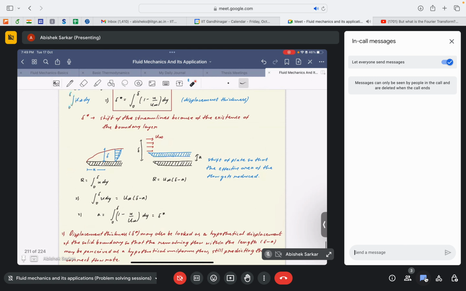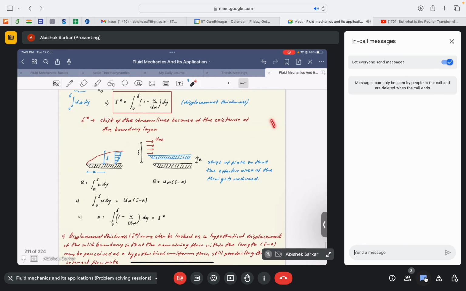Again, there is another analogy for displacement thickness, so I won't explain that. You can visit the lectures or go through the notes, and it will be quite clear.